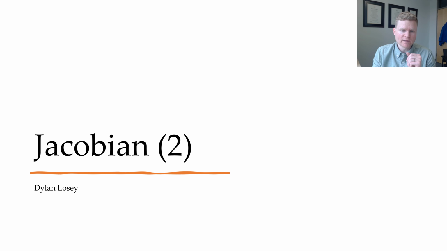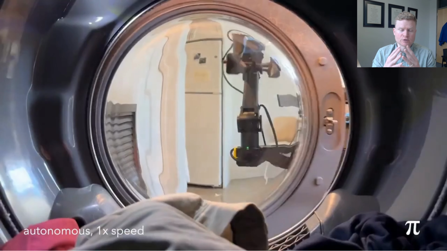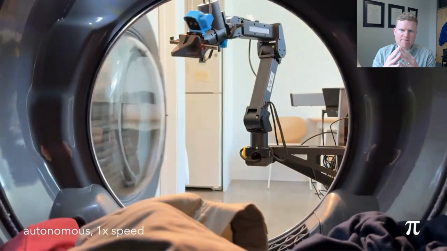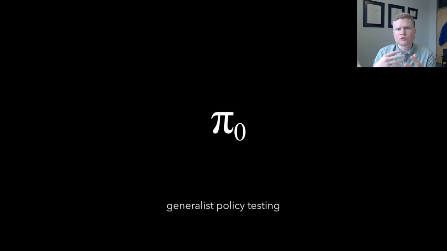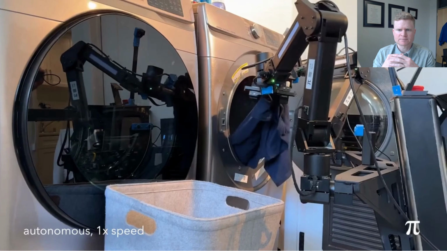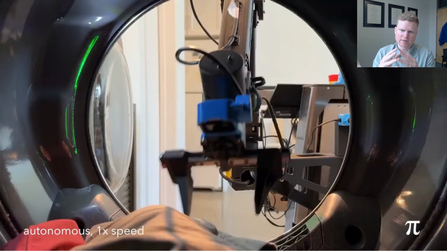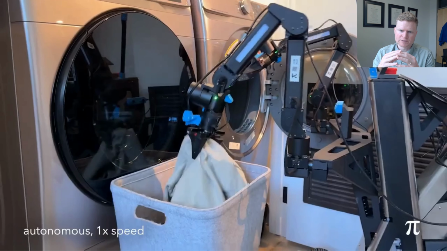Today we have our 12th lecture, and again we'll be talking about Jacobians. So to get us started, I've got a video of a robot that's been trained to do a variety of different household tasks. And now we want to test what the robot's learned by seeing how it can fold laundry.